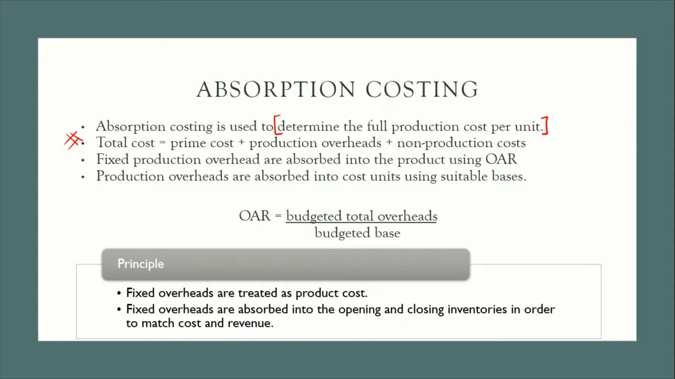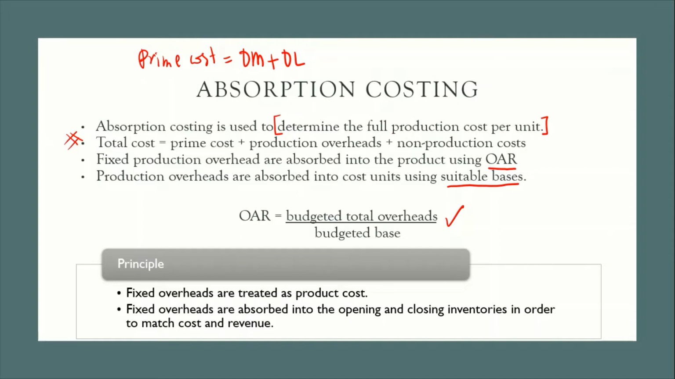So prime cost, as we learned earlier, is DM, direct material, plus direct labor. Okay, the fixed production overhead are absorbed using the AOR, which we recently learned in our overhead chapter. So the production overhead are absorbed using the suitable basis, and the formula are as shown.